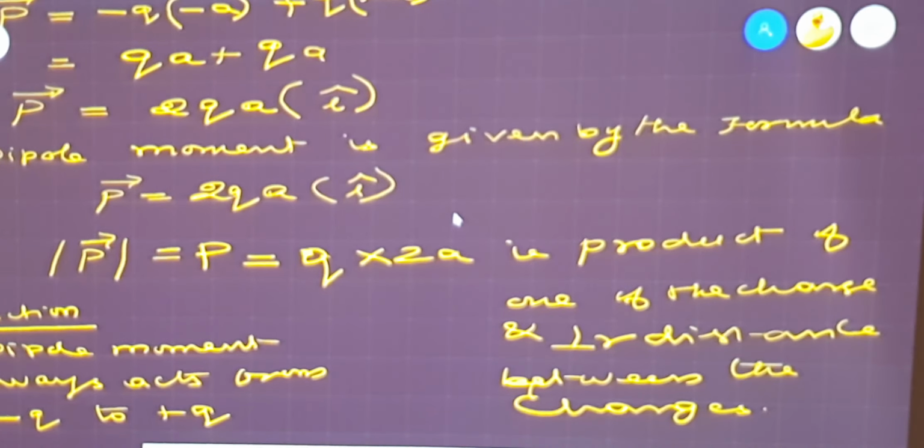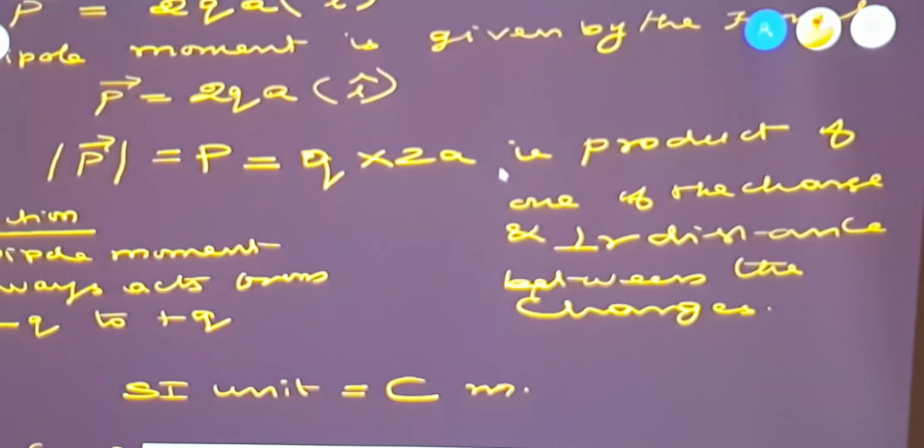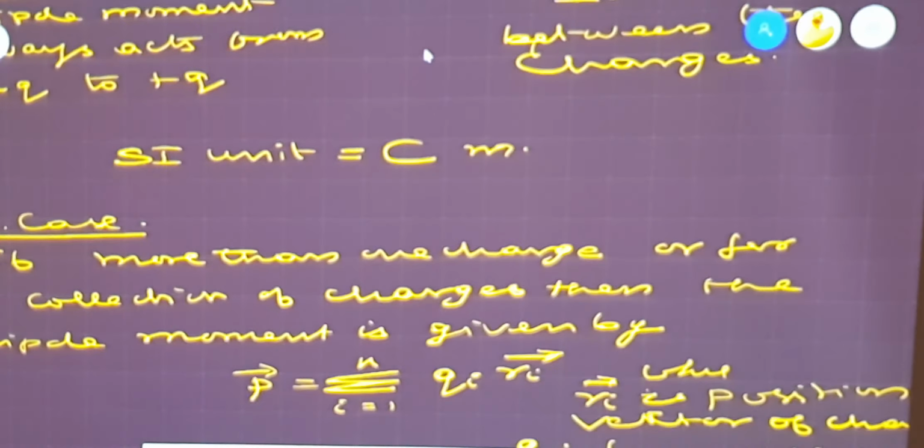Now the modulus is given by modulus of P vector is equal to P, which is Q into 2A. That is again the same definition I have written in the previous case, the product of one of the charges and the distance between the charges. This is the magnitude. What is the direction? It is i cap, that is the positive x-axis, from minus Q to plus Q. So the dipole moment always acts from the charge minus Q to plus Q. And the SI unit for this is coulomb meter.